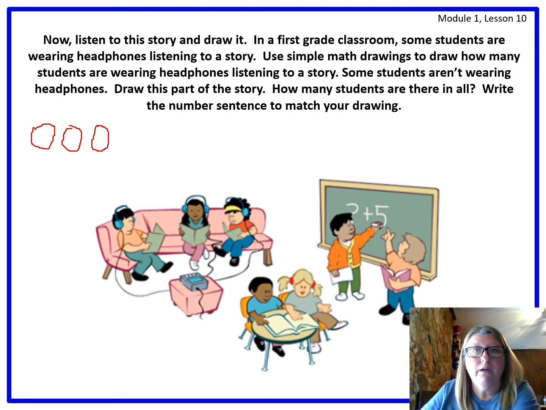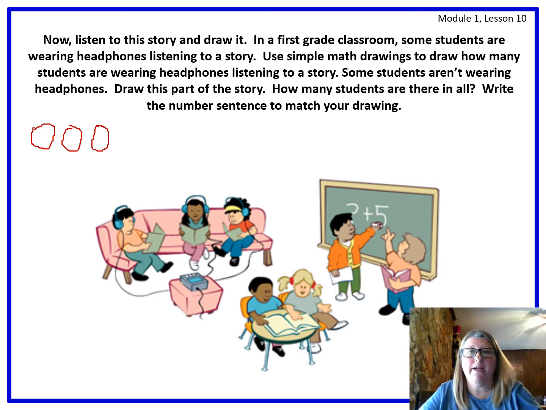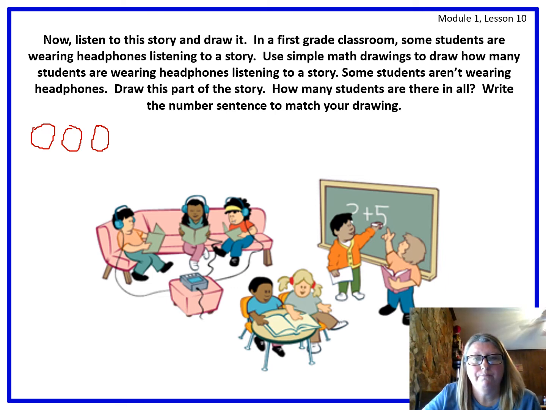Now, some students aren't wearing headphones. So let's see how many are not wearing headphones. You've got 1, 2, 3, 4. So I'm going to draw 4 circles. All right. So now it says, how many students are there in all?